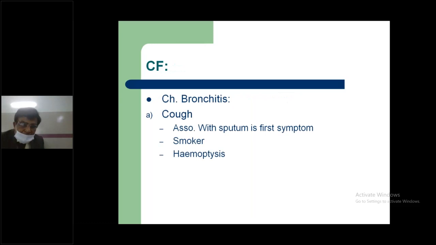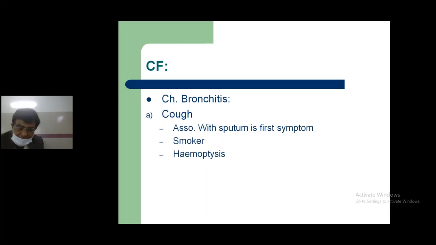Now the presentation. Presentation of chronic bronchitis. First is cough, cough with sputum, and having a history of smoking. And I have already told that 10 pack-years of smoking is required for production of chronic bronchitis. And sometimes patients suffer from hemoptysis, that is coughing out of blood. So this is the first presentation of the chronic bronchitis patient.